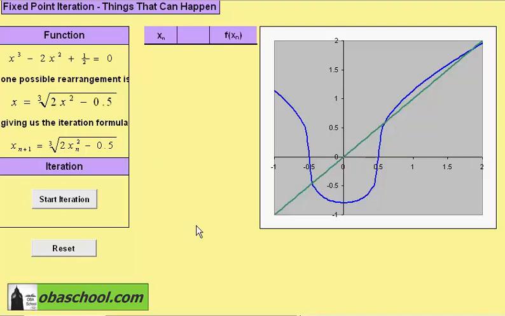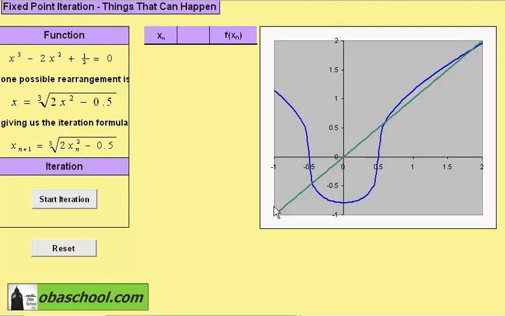On the graph, we can see y equals x, the green line, and y equals g of x, where g of x is this function here. We can see three roots, points where the graphs cross. Of course, these roots are the same as the roots of our original equation. We've worked with this equation before, and we know that we have one root in the interval minus 1 to 0, one root between 0 and 1, and one root between 1 and 2.